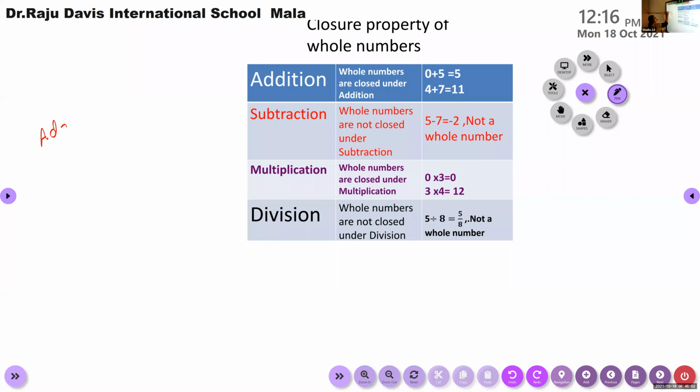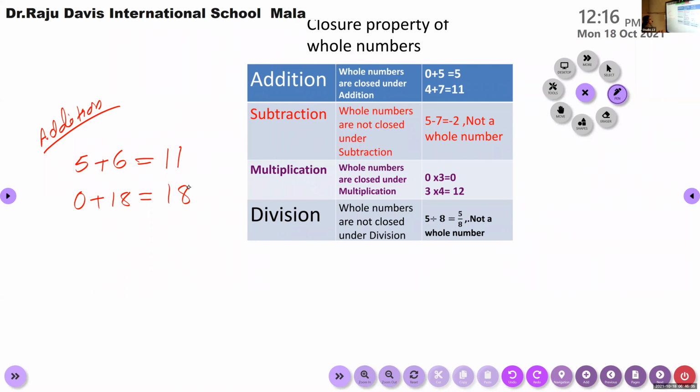How can we check the closure property of whole numbers on addition? Let us take 5 plus 6. 5 and 6 are whole numbers, and the sum is 11. Is 11 also a whole number? Yes. 0 plus 18: 0 is a whole number, and 0 plus 18 is 18, a whole number. So we can say that whole numbers are closed under addition.